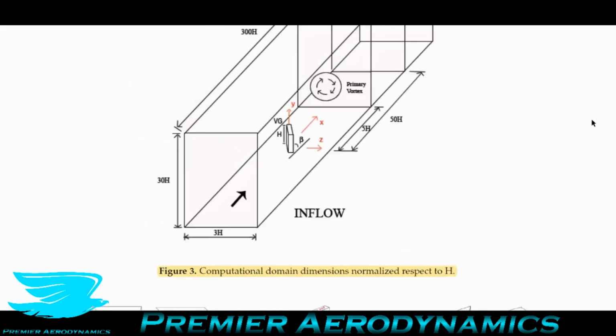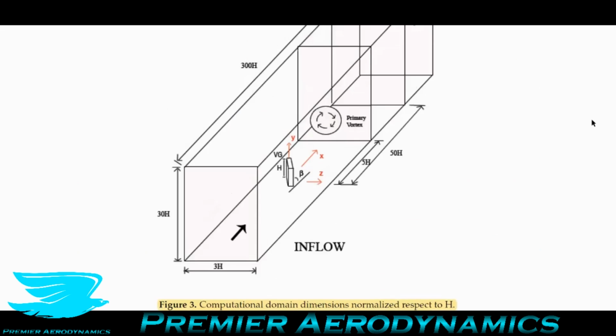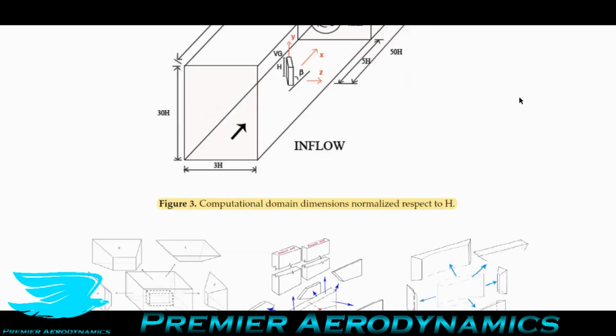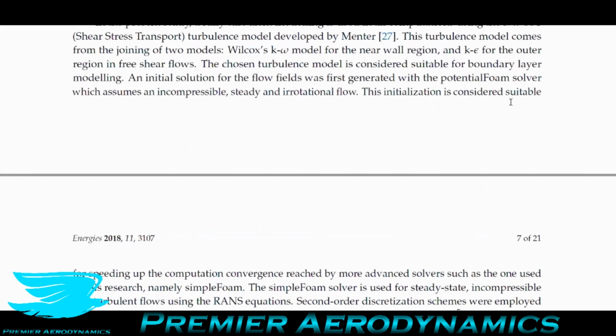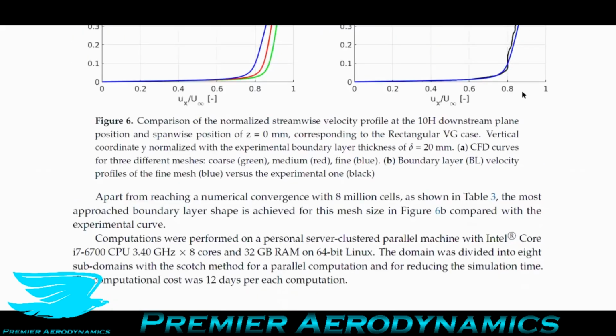So let's move on, and I just have a quick domain showing that they're normalizing everything to the height of the vortex generator. So the distance downstream, the distance to the side, etc., are all normalized to the height of the vortex generator, which is what they'll be using from now on, h. Okay, so they look at the results.